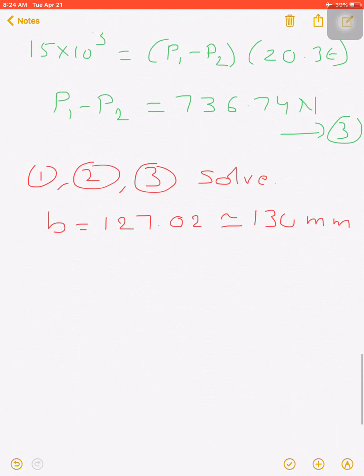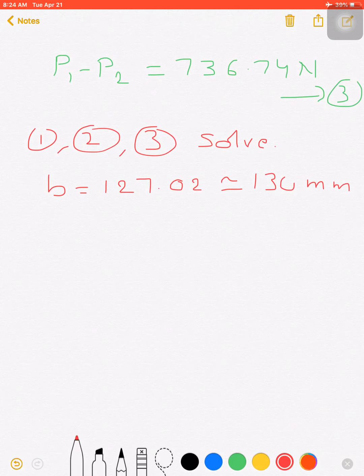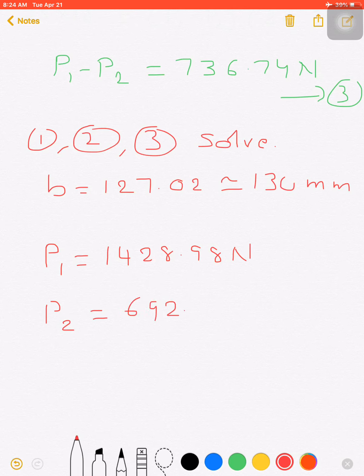After that you can substitute this B value in equation number 2. You will get P1 value as 1428.98 Newton. Again, this P1 value is substituted in equation number 3. You will get P2, that is equal to 692.26 Newton. In this manner, we can solve belt drive problems.